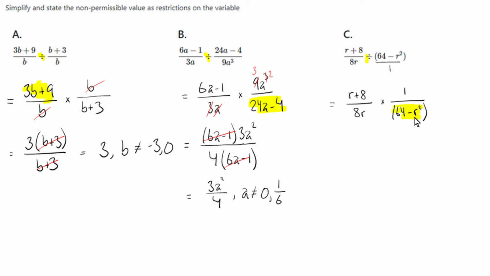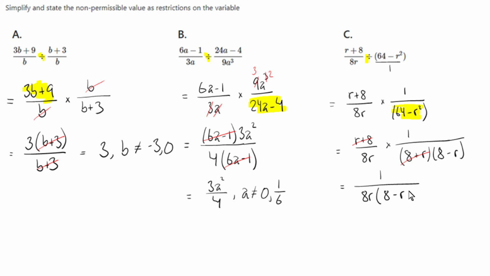The following binomial is a difference of squares, so we can factor that. And we're going to get, the square root of 64 is 8, so 8 plus r, 8 minus r. Okay. And now we can see that this cancels against this. The order of the terms doesn't matter. And we're going to be left with, in the numerator, a 1. In the denominator, an 8r times 8 minus r.